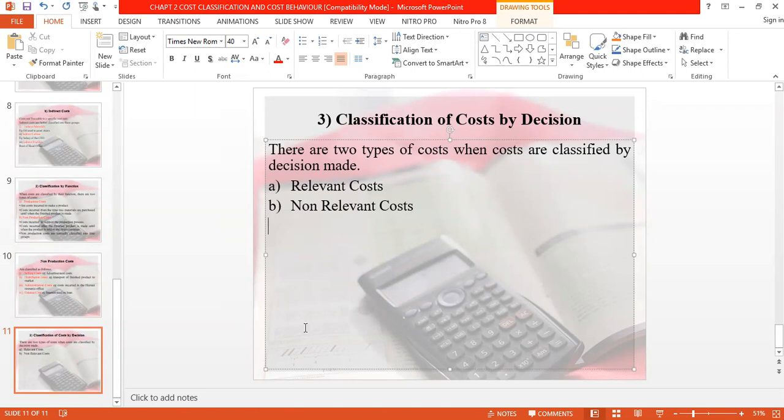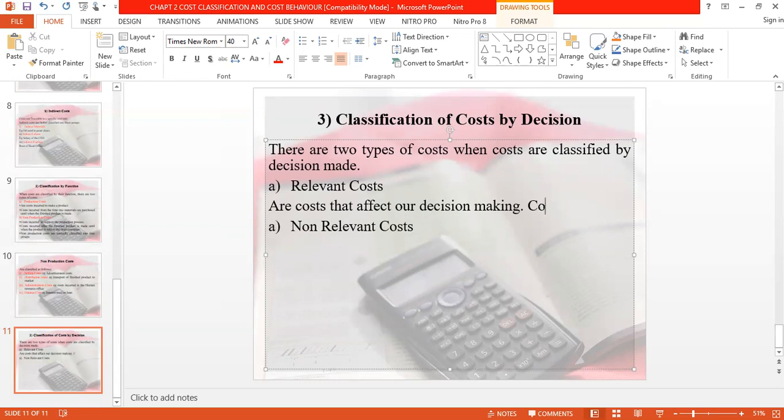Now, when we talk of relevant costs, these are costs that affect our decision making. Relevant costs are costs that affect a business. Okay, let me talk of our decision making, and I'm referring to the business. So costs that affect our decision making are called what?